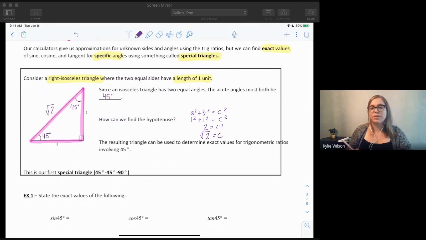I know that when you square root like that, you should have a plus or minus. The reason why we don't include it here is we're talking about side lengths, so you can't have a negative side length. That's why we don't need to worry about the negative sign.